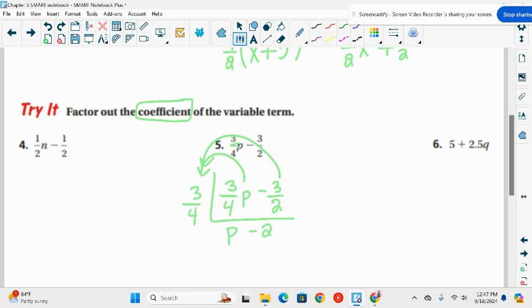Had I done 1/2 and went back to check my work, I would have caught myself and realized 3/4 times 1/2 does not give me 3/2. And so that would have been a good way to catch yourself. Okay, can I go any further? No, because I got a 1. So as a distributive property, it would be 3/4 p minus 2. All right, you try number 6.